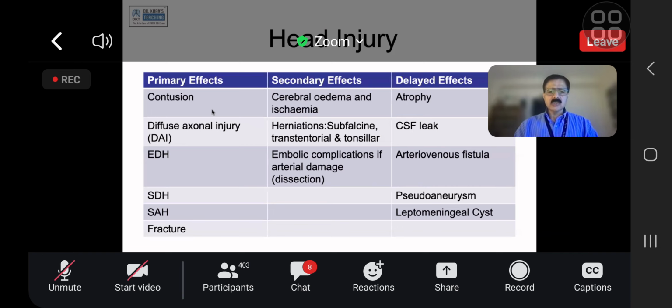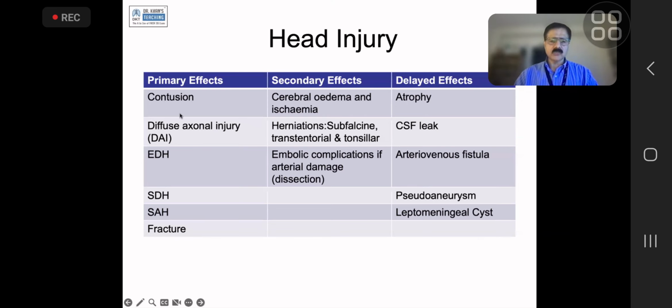Now, this chart here tells you that there are three types of injuries: primary brain injury, which happens at the time of trauma, secondary effects, and delayed effects. Primary effects include contusion. There are only two types of parenchymal injuries: one is contusion and one is diffuse axonal injury. And these words should be used to describe them. And then there are hemorrhages, extradural, subdural, subarachnoid, and there are fractures. Secondary effects include herniation like subfalcine, transtentorial, etc.